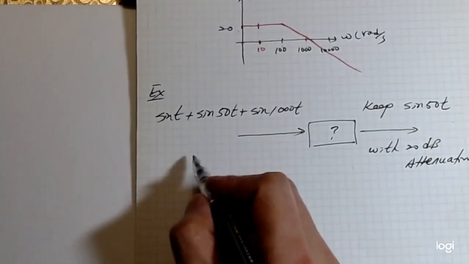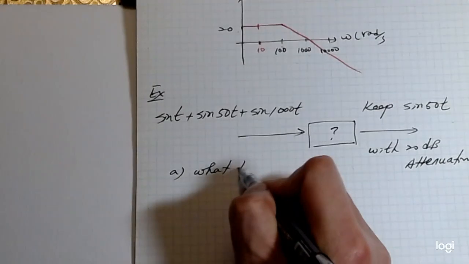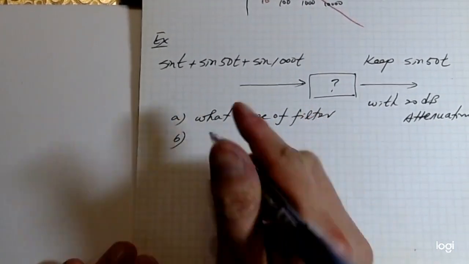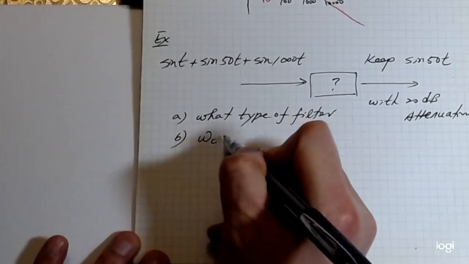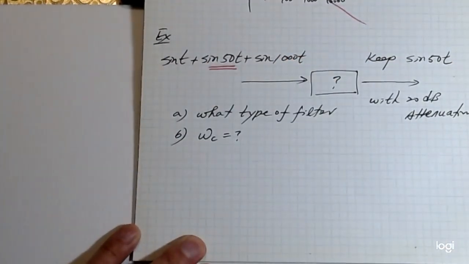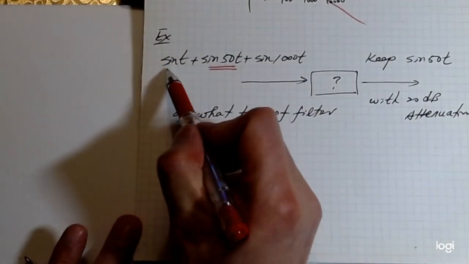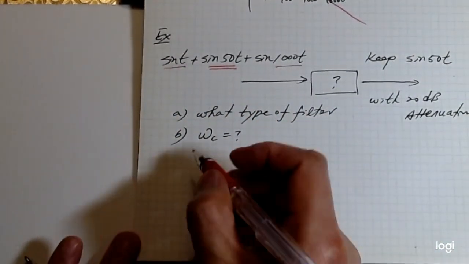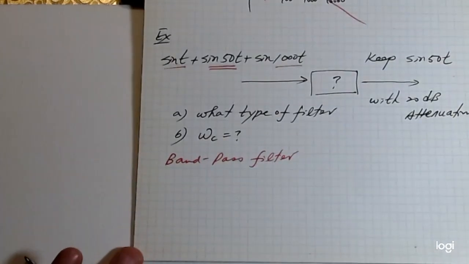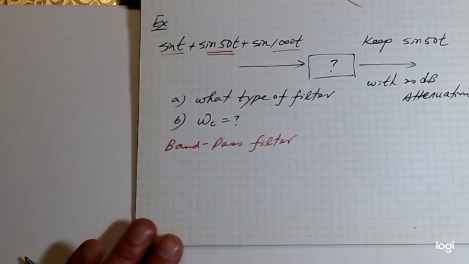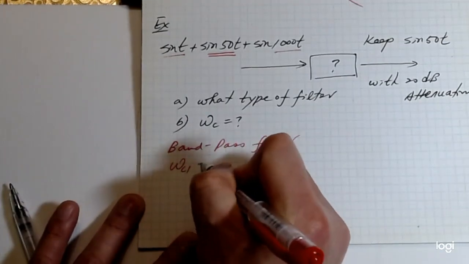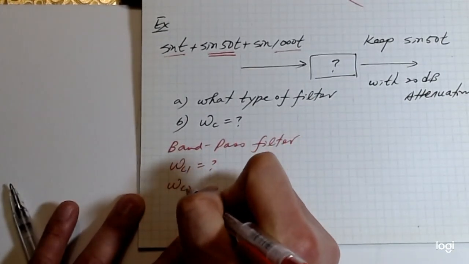So what type of filter do we need? When we talk about filters, what is the cutoff frequency? We want to keep the center frequency and attenuate low and high. So of course we need a bandpass filter. And if we need a bandpass filter, what are the corresponding cutoff frequencies? In this case, you should have a lower frequency and a high frequency.